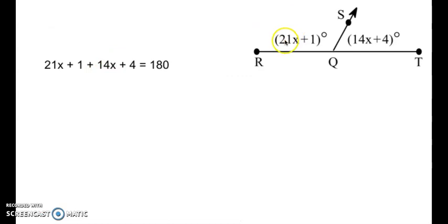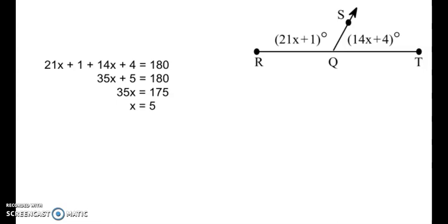So 21x plus 1 plus 14x plus 4 equals 180. So we combine our like terms to solve it. So 35x plus 5 equals 180. Subtract 5 on both sides, we get 175 equals 35x. Divide both sides by 35, and we get x equals 5.